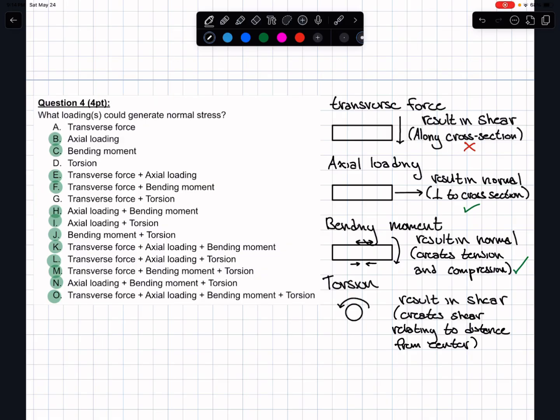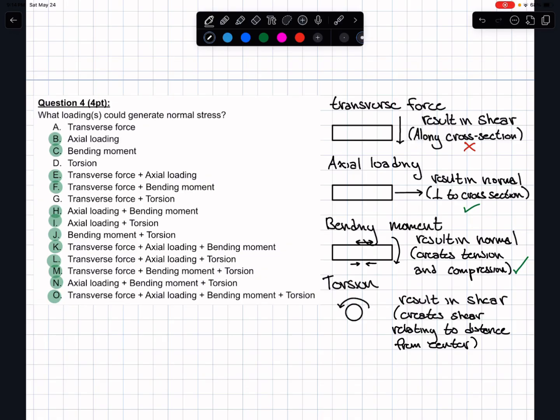We know that the transverse forces result in shear as they apply forces parallel to the cross section. We know that axial loading is perpendicular to the cross section and thus will result in normal stresses. We know that the bending moment results in normal stresses as it creates tension and compression. And we know that torsion will only create a shear stress, which relates to the distance from the center.